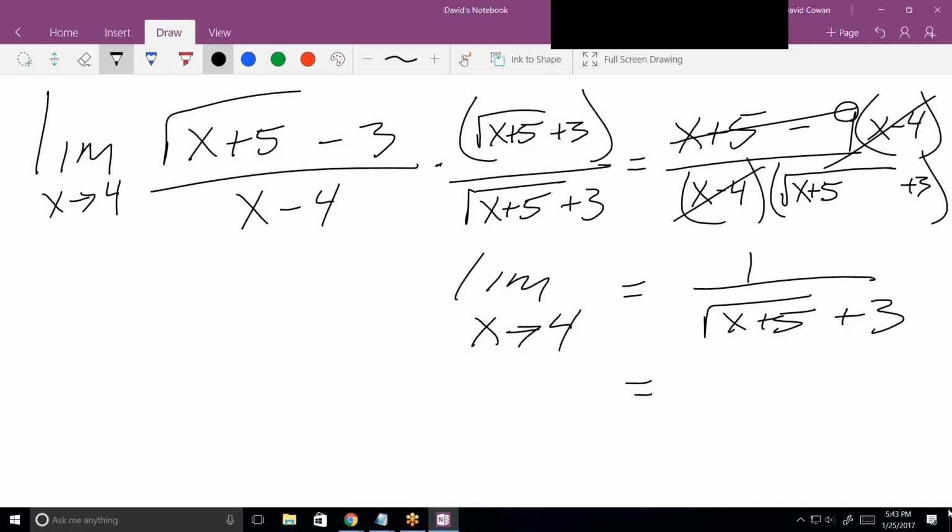So it's 1 over 6. In other words, it's 1 over the square root of 9 plus 3. So it's 1 over 3 plus 3. That's its limit.